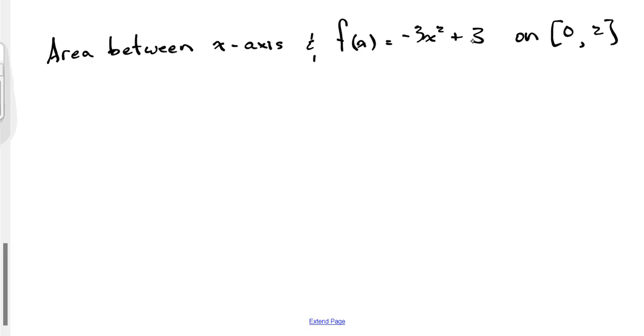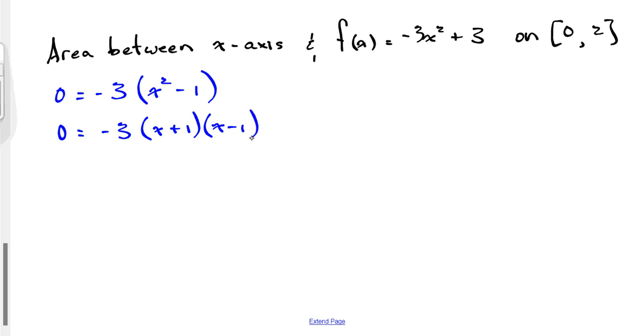Okay. So I'm interested, where is that equal to 0? 0 equals negative 3, I'll factor it out. X squared minus 1. If I factor the negative 3 out, which is 0 is equal to negative 3, x plus 1, x minus 1. So we get x equals negative 1. Is it in our interval? No, we don't care about that one. But this one, x equals positive 1, that's in our interval.